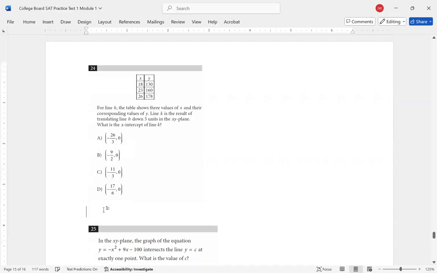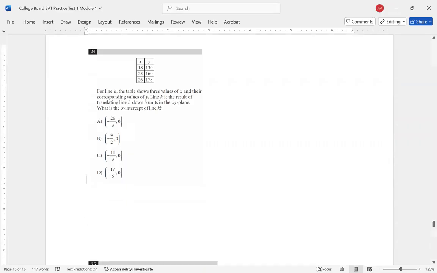Let's look at question 24. It says for a line H, the table shows 3 values of X and their corresponding values of Y. Line K is the result of translating that line H down 5 units in the XY plane. What is the x-intercept of line K? This one has quite a few steps, but that's all right.